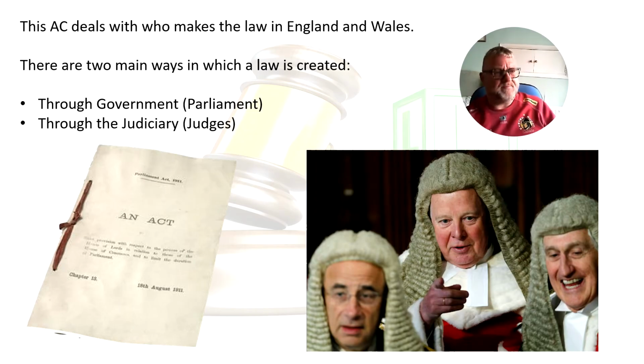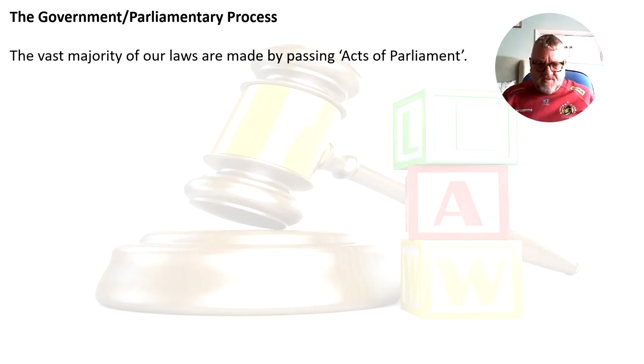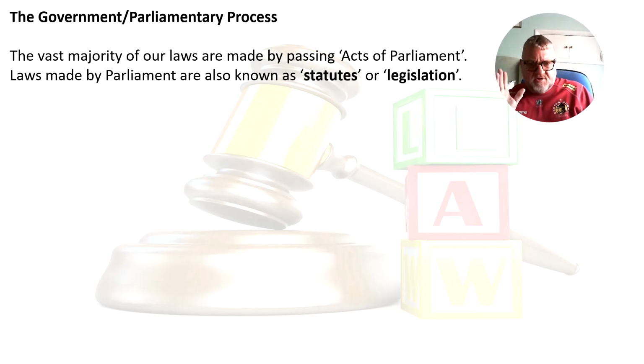So it's either government by an act or by judges, and I'll explain that in a little more detail in a minute. So let's start by looking at the government, the parliamentary process. The vast majority of our laws are made by passing what are called Acts of Parliament. So other phrases you might hear, laws made by Parliament are also known as statutes, they're also known as legislation. So worth knowing the terminology.